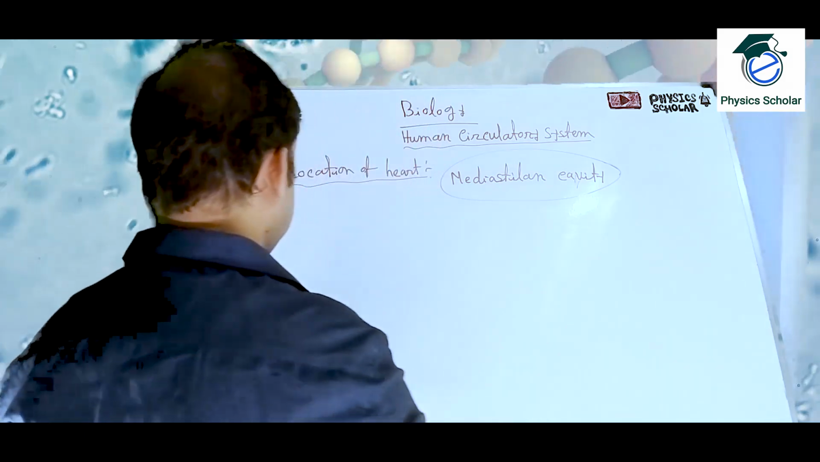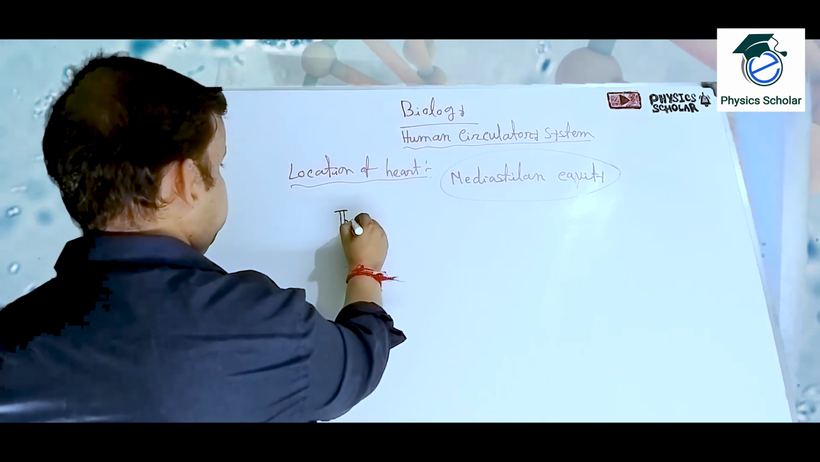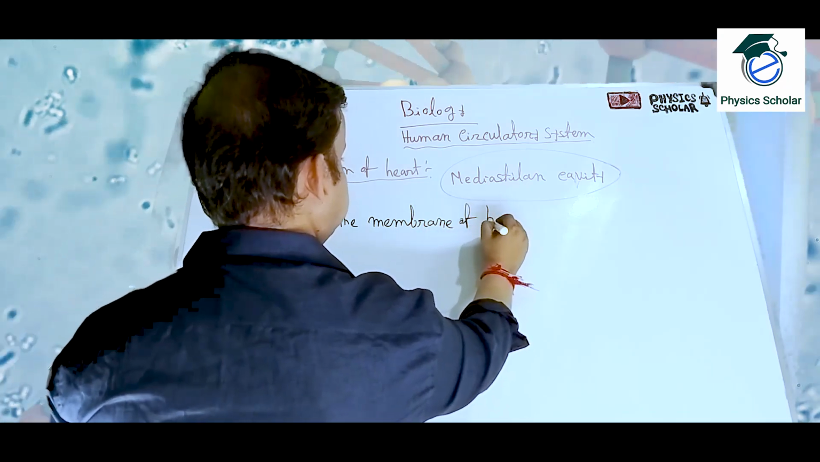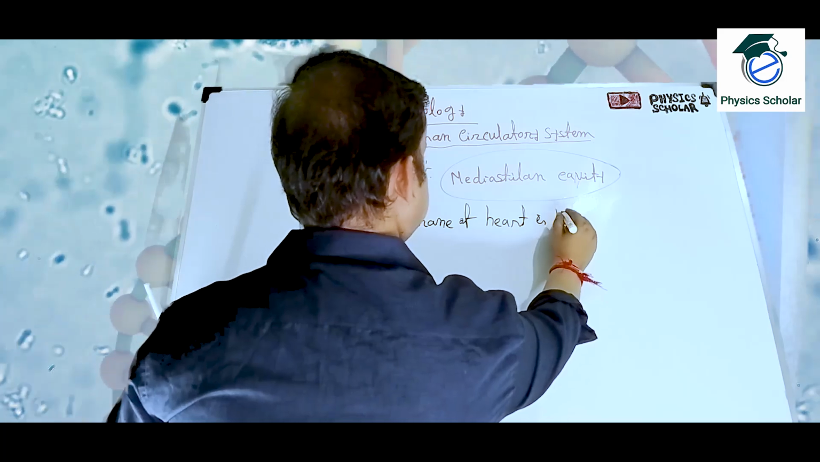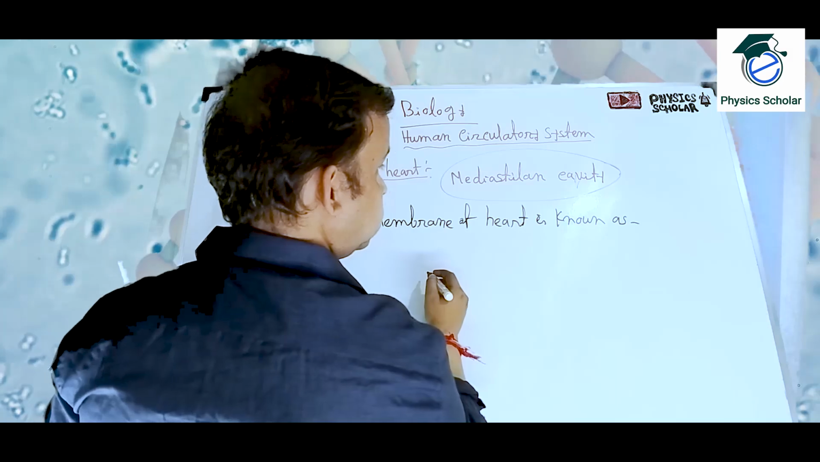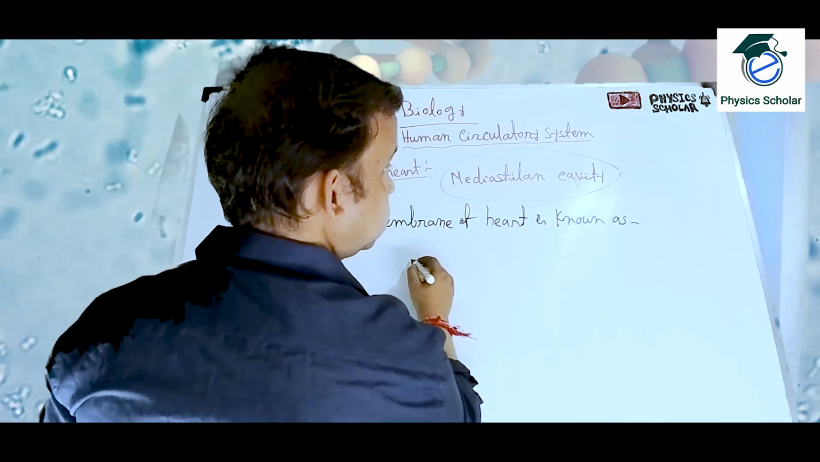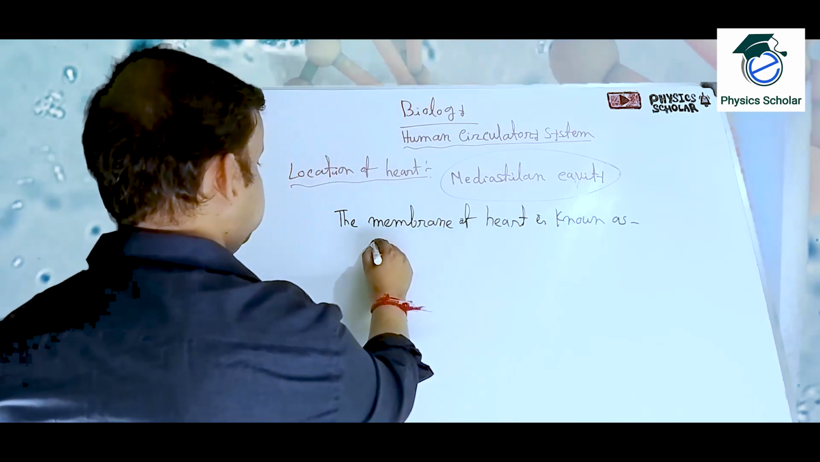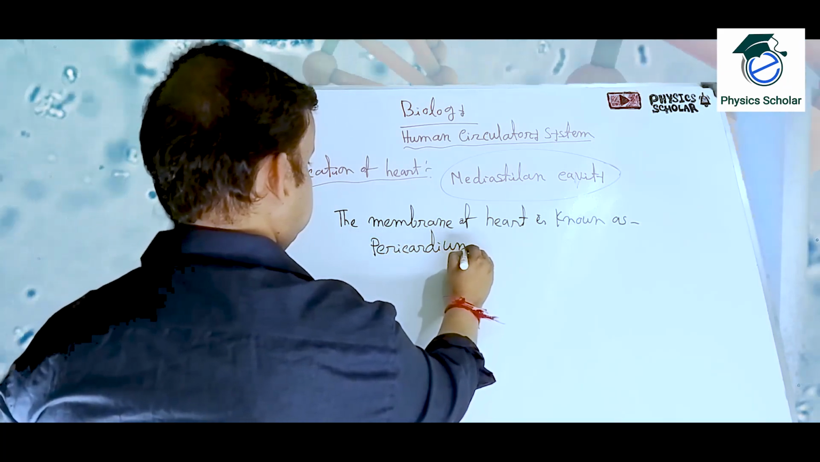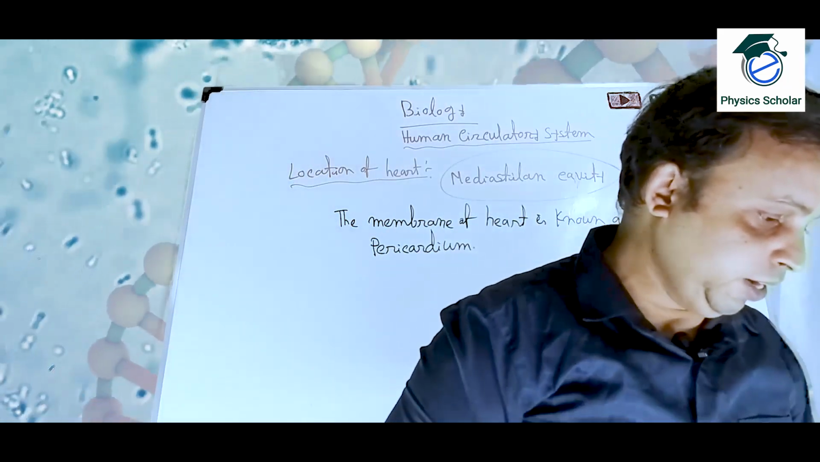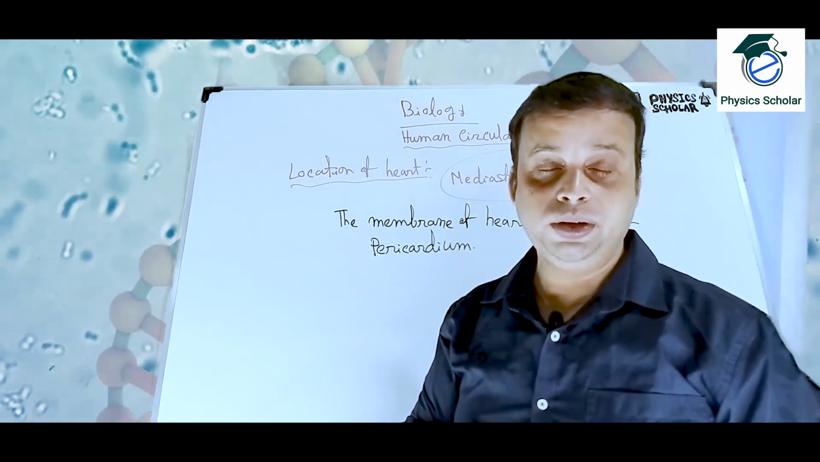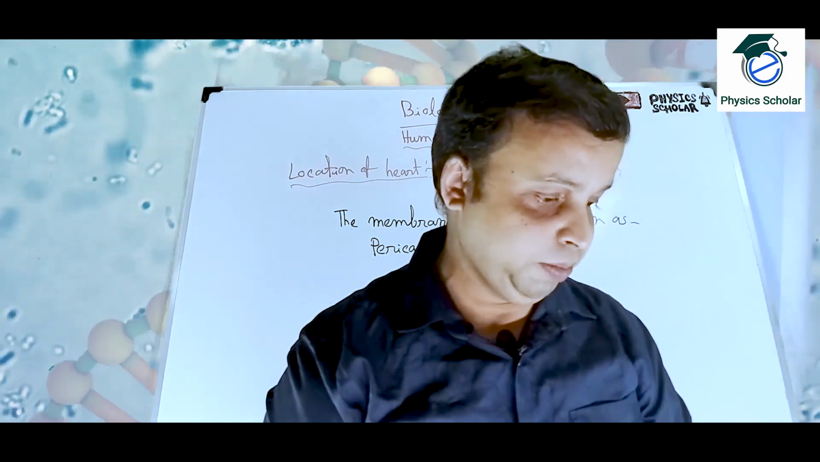Now the membrane of heart is known as pericardium. Okay, the membrane of the heart is known as pericardium. Clear? So the mediastinum cavity is where it is situated, and the membrane of the heart is known as pericardium.